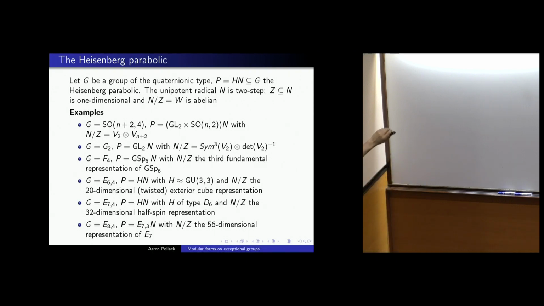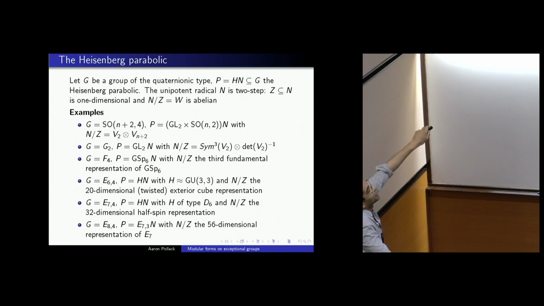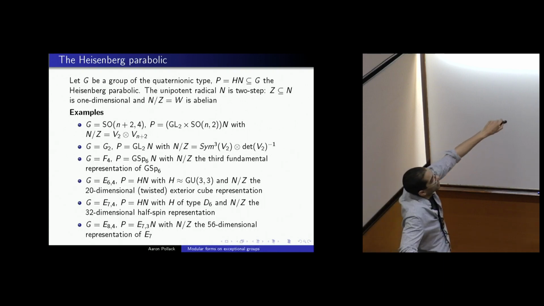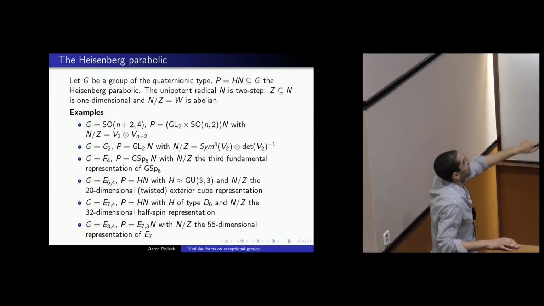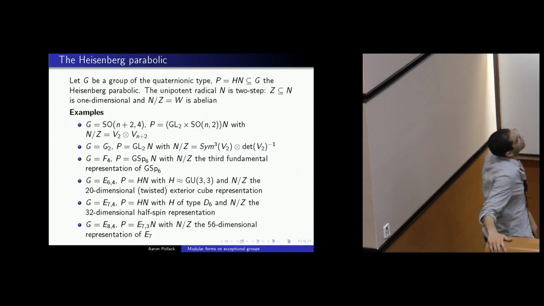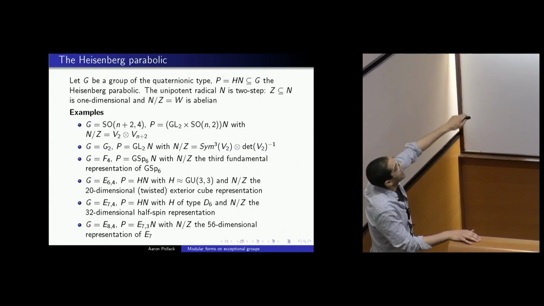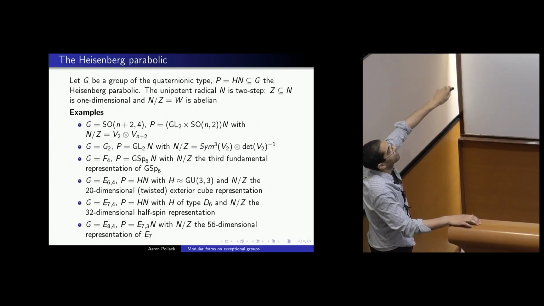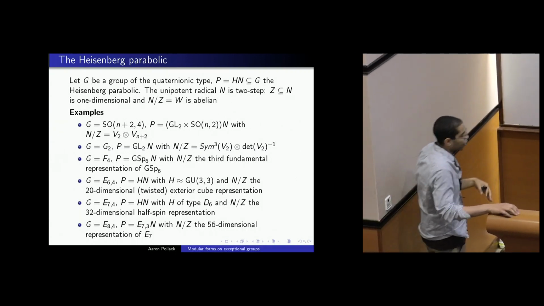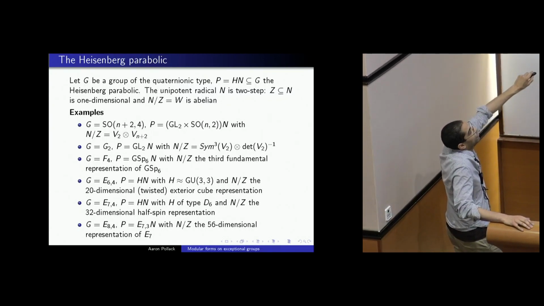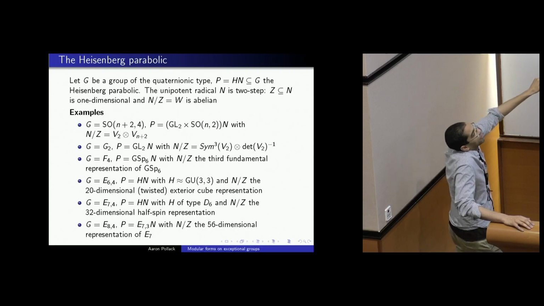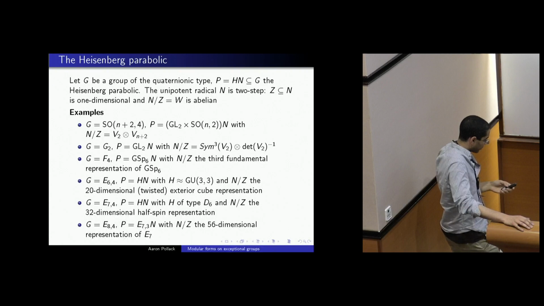For example, in the case of SO(n+2,4), this is the parabolic with Levi GL2 times SO(n,2). And for example, in the case of E8, this is the parabolic whose Levi is this group of type E7 with rank 3 and the 56-dimensional representation of E7. In all of these cases, for all these groups, the Levi of this Heisenberg parabolic is a group that has Hermitian structure. The symmetric space has Hermitian structure, so that's why I've called the Levi H. You can just look at the examples if you want. Like F4, the Levi of this Heisenberg parabolic is GSp6, and so forth.